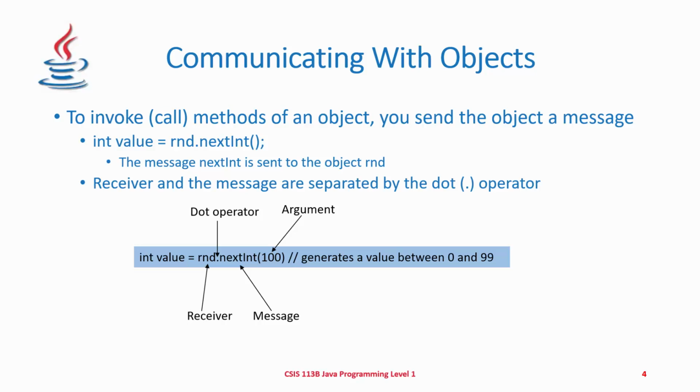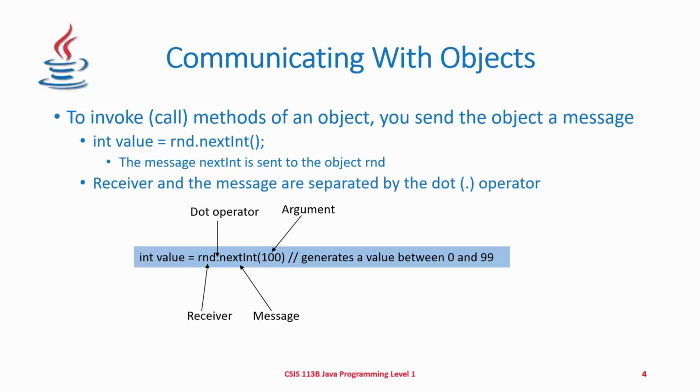So the message in this case is nextInt. It's a method within the class. You'll also hear it referred to as sending a message to the object. I prefer just to refer to it as calling the method within the object. The receiver and the message, when we reference them in our programming statements, are separated by a dot operator. This is known as dotted notation.